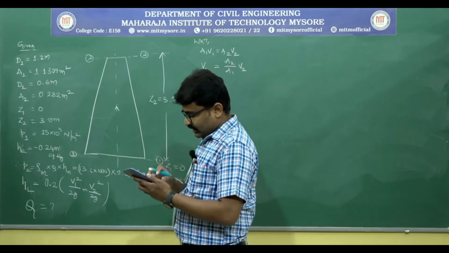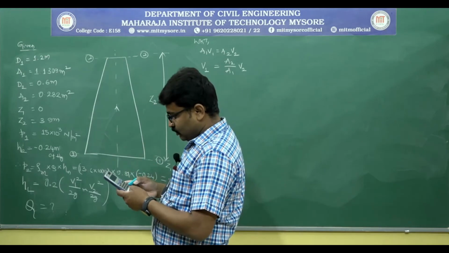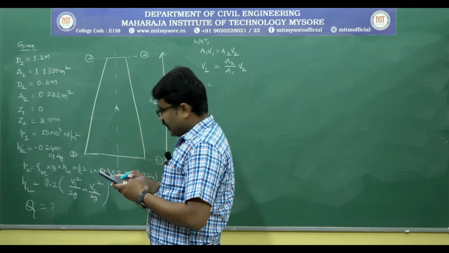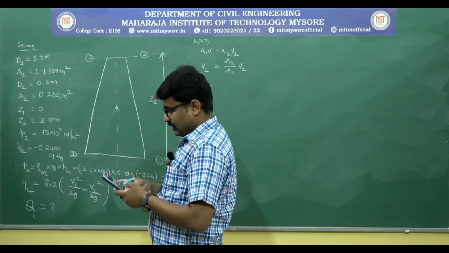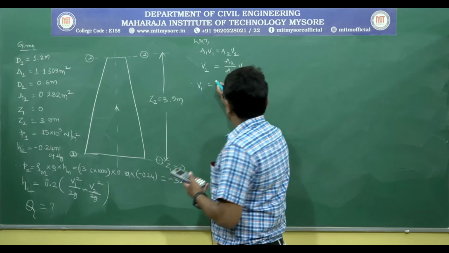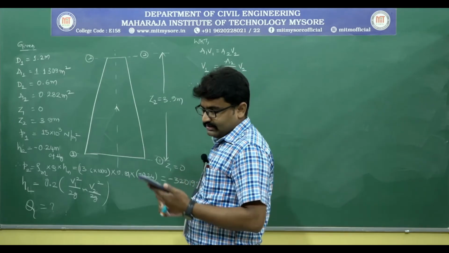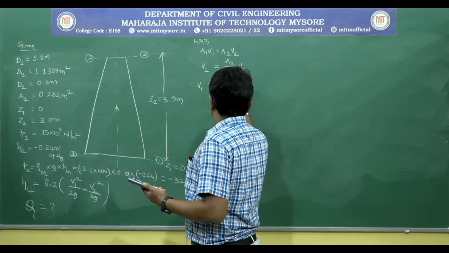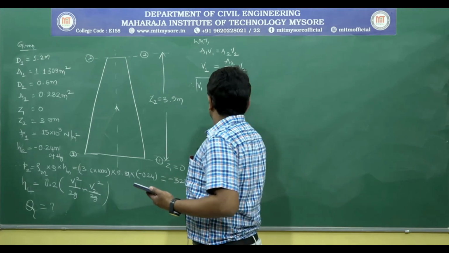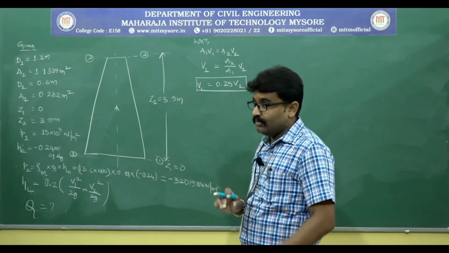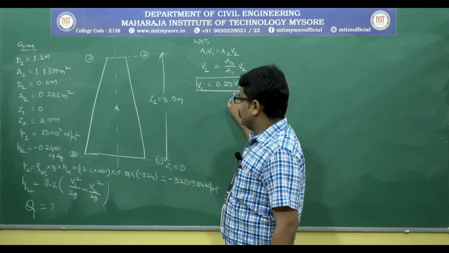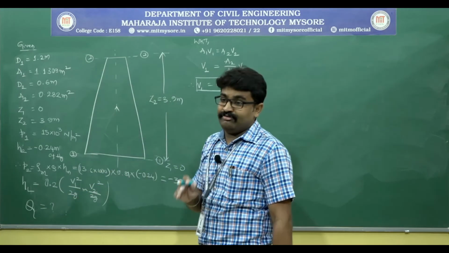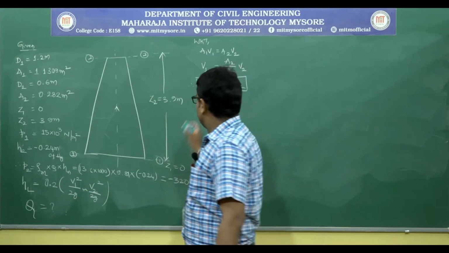Therefore, V1 is equal to what is A2? A2 is 0.282 divided by A1, that is 1.1309. So, nothing but 0.24935. I will write it as 0.25. So, V1 is nothing but 0.25 V2. Since you have found what is V1 in terms of V2, also find what is HL, which will be helpful in the solution of the problem.